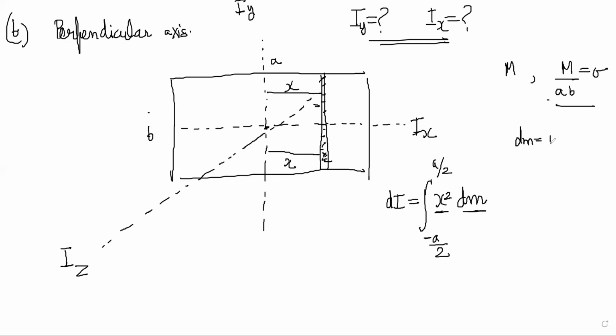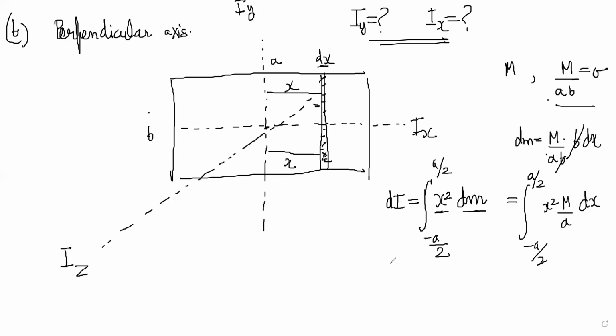dm will be basically M by ab into what is the length of this line? b. What is the thickness? dx, right? You understand? It is in this direction, this much thickness. So area will be b into dx, right? So dm is M by a dx. So you'll get x square M by a dx from minus a by 2 to a by 2, right?